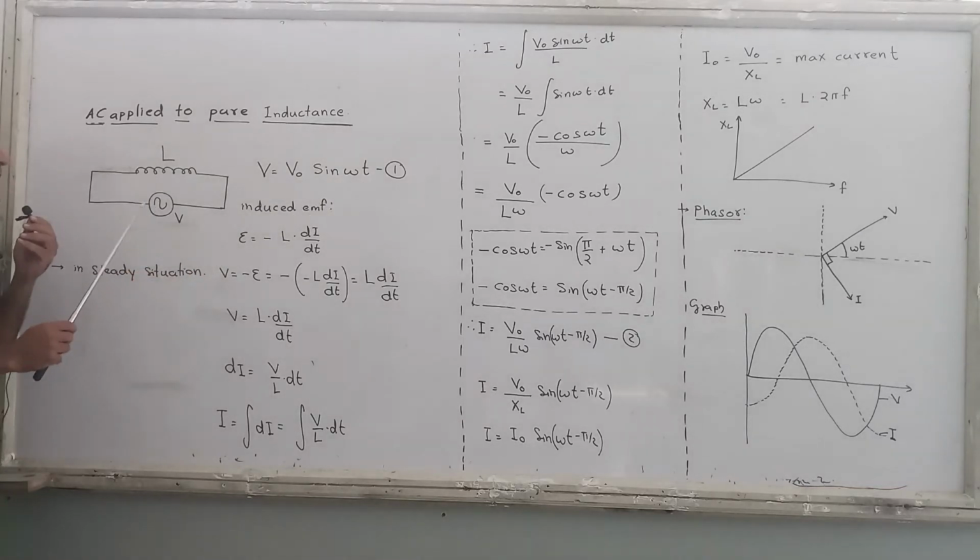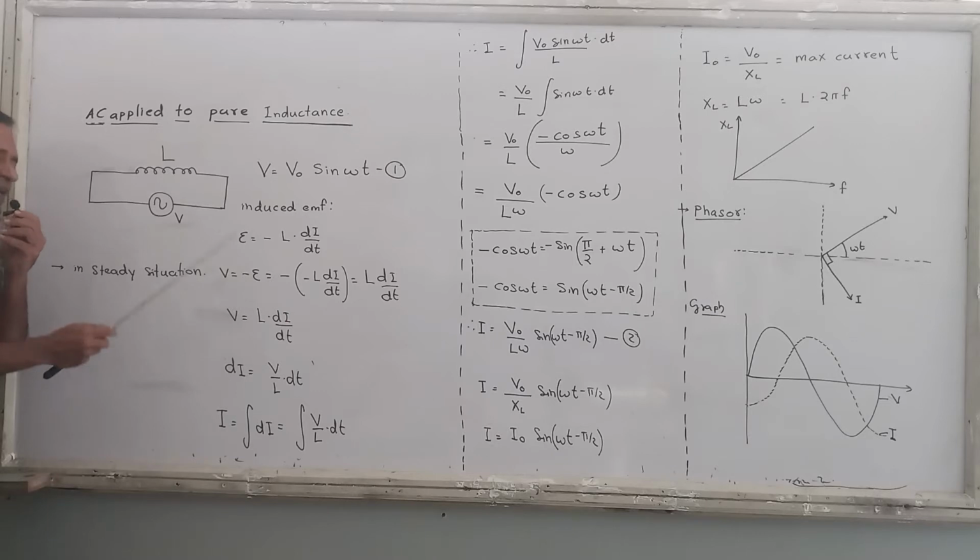Now you know that whenever an applied EMF is given to an inductor, there will be an induced EMF generated. And what is that induced EMF? Epsilon is equal to minus L di by dt. When the switch is turned on, after some time a steady situation is reached in the circuit. The current reaches a steady condition, and in those conditions the applied voltage and the induced EMF will be equal. But the induced EMF will always oppose the applied EMF. So V is equal to minus epsilon.